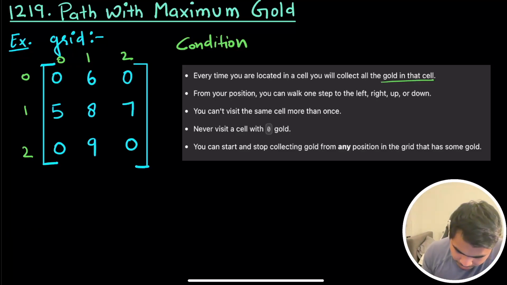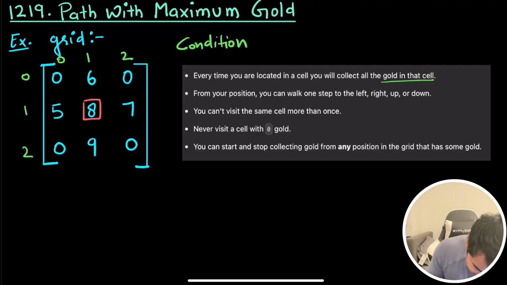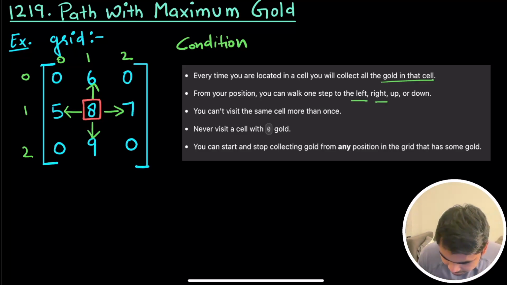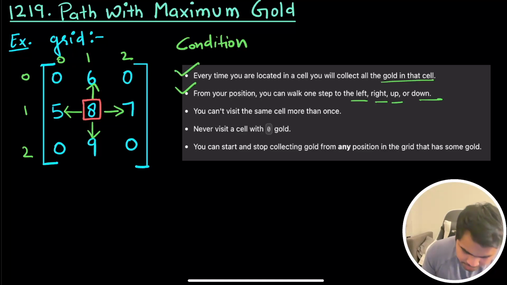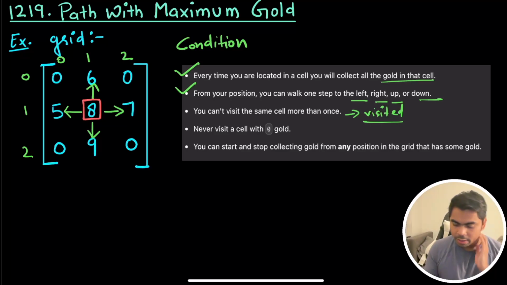From your position you can walk one step to left, right, up or down, basically all these directions. So let's say if I am currently at 8, then I can go up, right, left and bottom. So these are the 4 directions that I can go. So left, right, up or down. This is done. Third condition, you can't visit the same cell more than once. So we will have to maintain a visited set. And by the way, you can walk one step to all these directions.